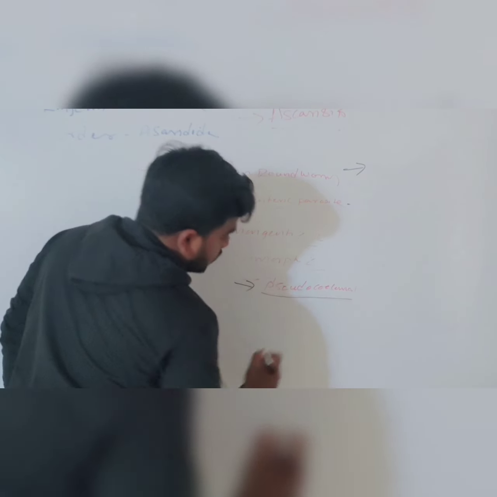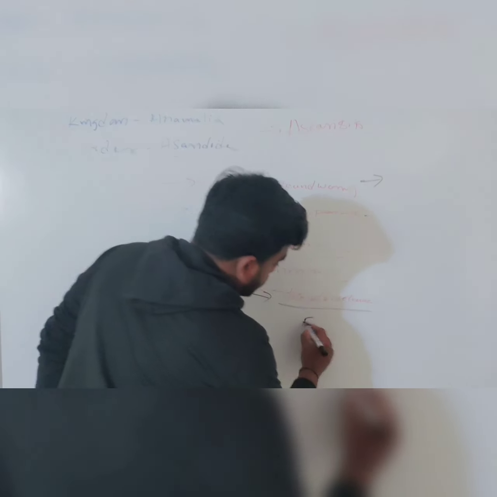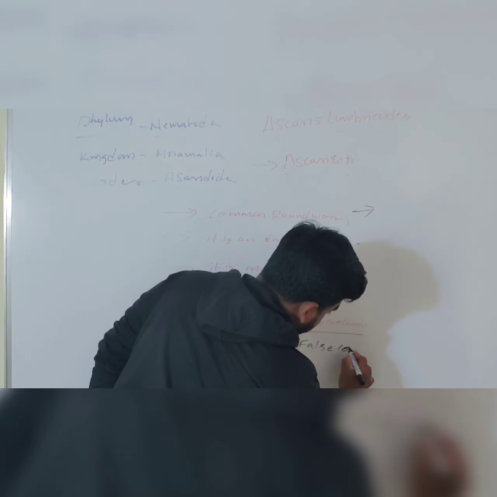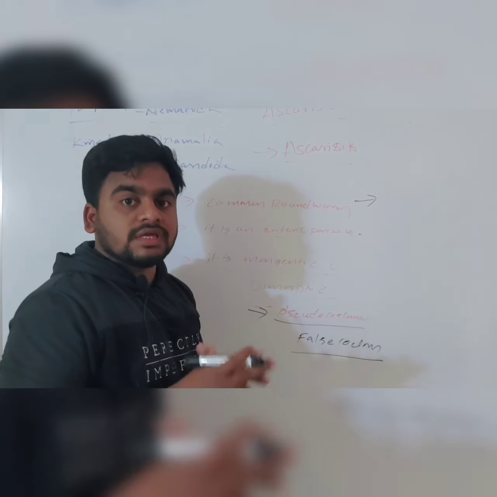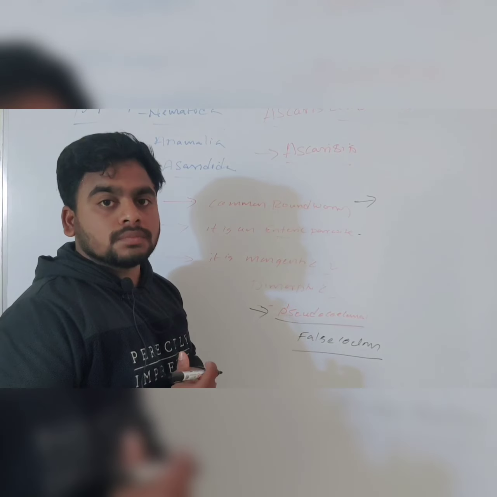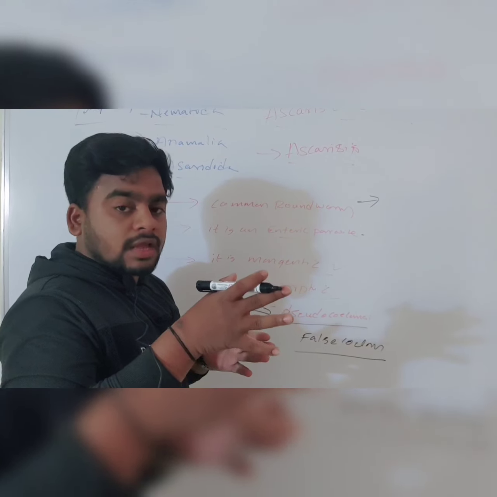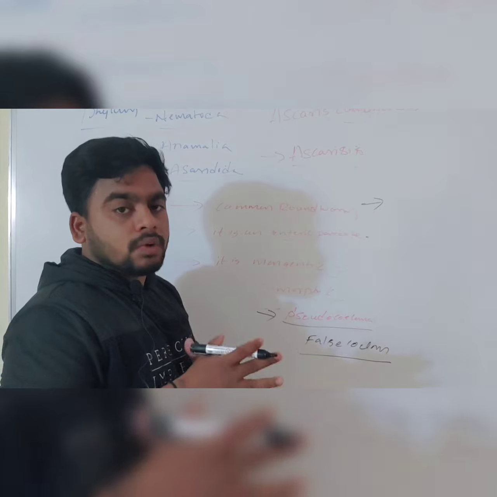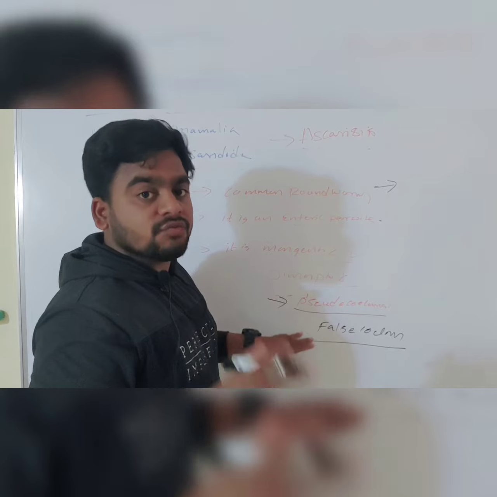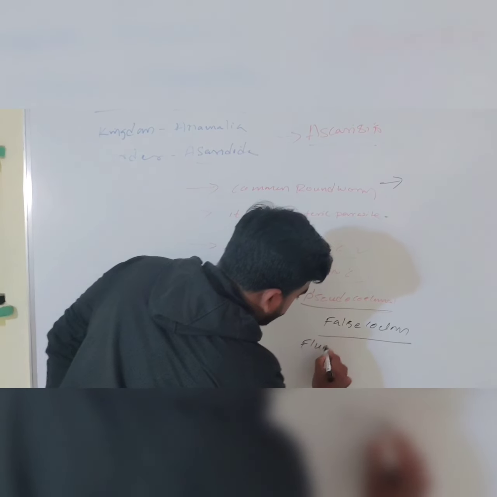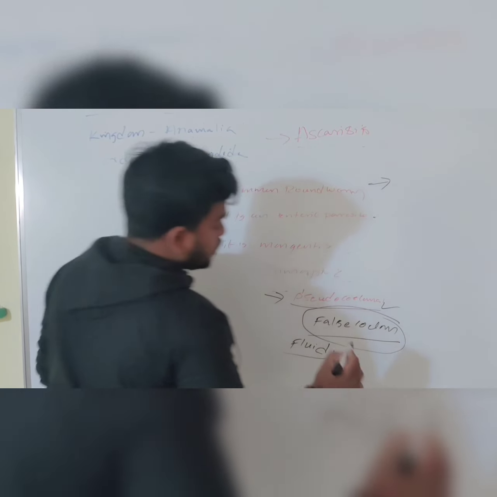It is a pseudocoelomate. What is meant by pseudocoelomate? Pseudocoelomate means it has a false coelom. What is meant by coelom? Coelom means the cavity present between the outer body wall and the inner alimentary canal wall. But here the cavity is present, but it is filled with a fluid, one type of fluid, coelomic fluid. So it is called a false coelom, or pseudocoelom.